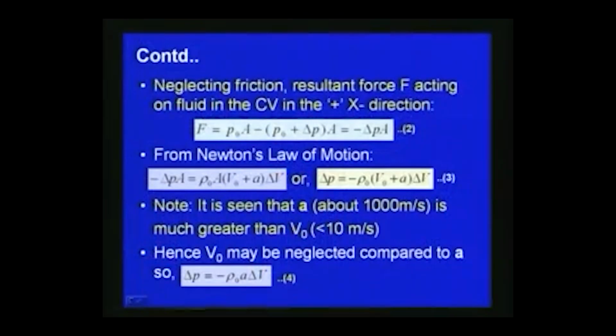So, with respect to delta P equal to minus rho 0 into (V0 plus A into delta V), if we consider that V0 is much smaller compared to the water hammer velocity, which is about 1000 meter per second, we can neglect V0 here. So we can write delta P is equal to minus rho 0 into A into delta V, equation number 4. We have neglected V0 since A is much higher compared to V0.